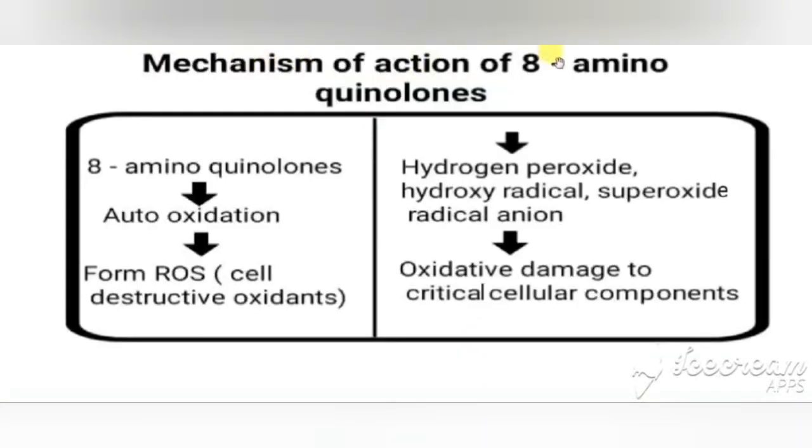Now we will see the mechanism of action of 8 aminoquinolines. These 8 aminoquinolines undergo auto-oxidation to form reactive oxygen species. They are otherwise called cell destructive oxidants. And the examples for reactive oxygen species may be hydrogen peroxide, hydroxy radical and superoxide radical anion. And that leads to oxidative damage to the critical cellular components. So it undergoes oxidation to form reactive oxygen species, and that causes oxidative damage to the critical cellular components and leads to cell death.